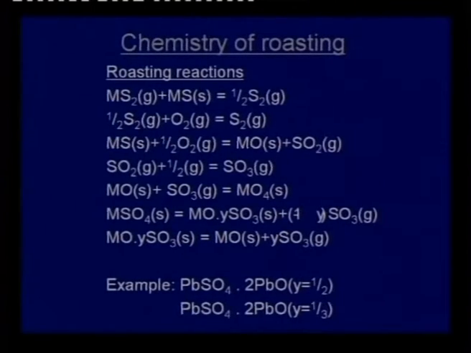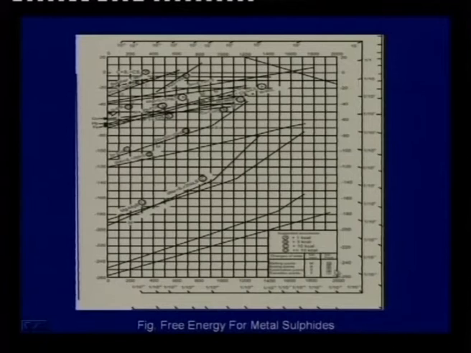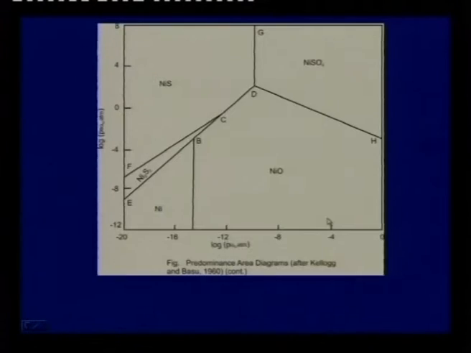Now, regarding the various steps in pyrometallurgy, we can consider roasting, smelting, etc. I have discussed a lot of things. I have said there can be so many kinds of roasting reactions, where we talk about converting sulfides to oxides or sulfates or lower oxides, and there have been many examples of this. There are also free energy diagrams for metal sulfides.